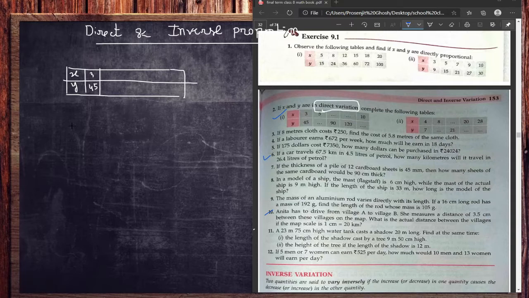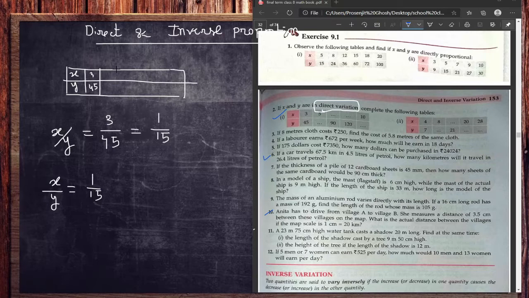So whenever direct variation happens, I told you the formula, that the ratio of two variables will always be constant. That means the ratio of the variables will always have the same value. So the first values are 3 by 45 as given over there. From there you will get 1 by 15. So finally you got the value of x by y, which is 1 by 15, and it always remains constant, always remains the same.